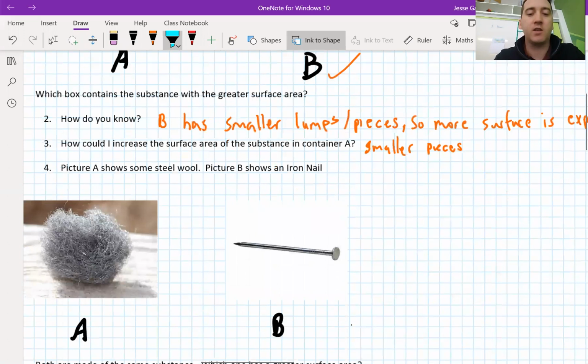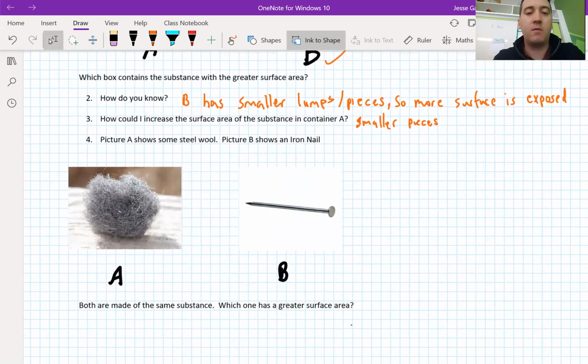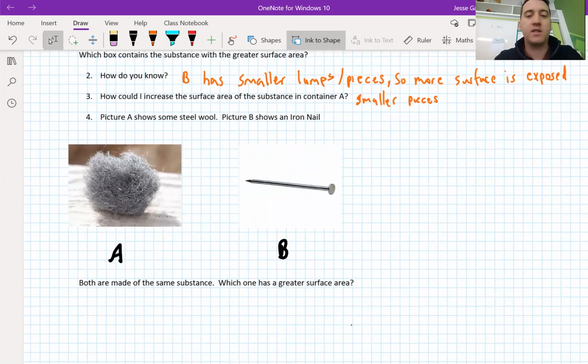All right, let's have a look at this one, a real life one. So picture A shows some steel wool and picture B shows a steel nail. Actually, I'm going to say it's a steel nail, because it is a steel nail. Okay, got some steel wool and a steel nail. They're both the same substance. So A is the steel wool and B is the nail. Which one has a greater surface area? What do you think, A or B? Pause the video and answer this question now.